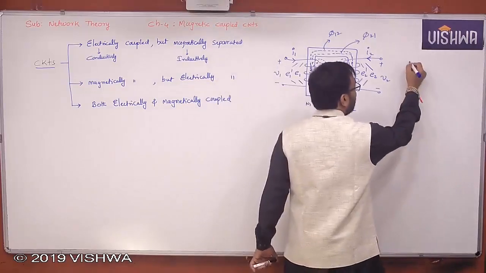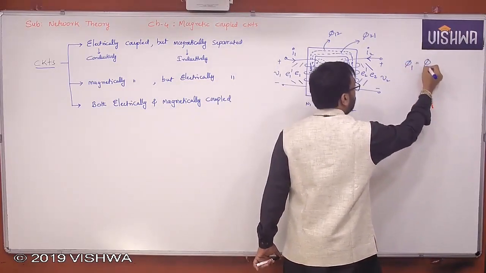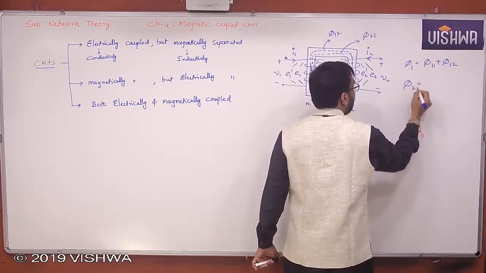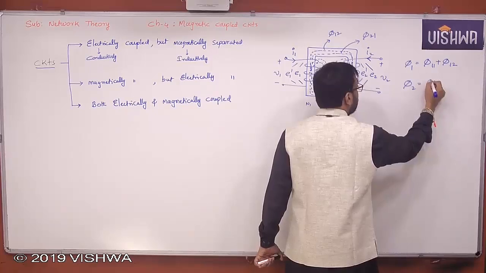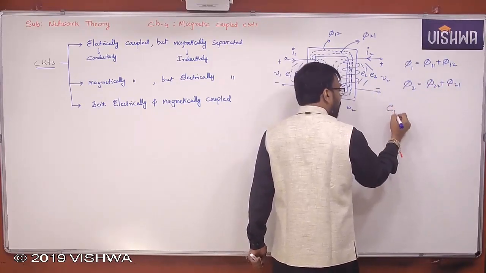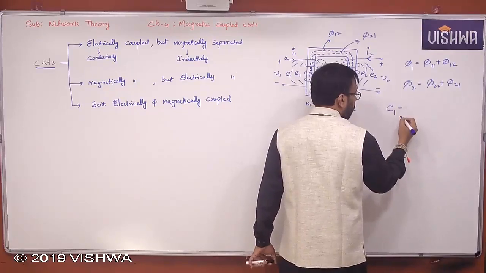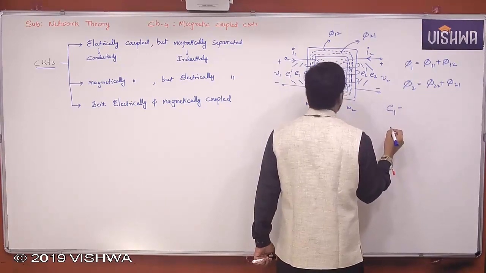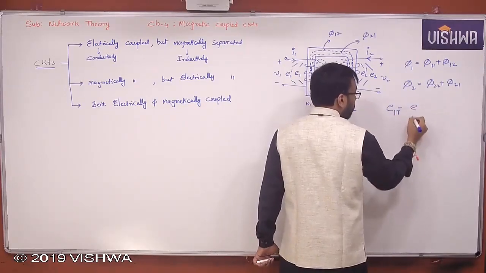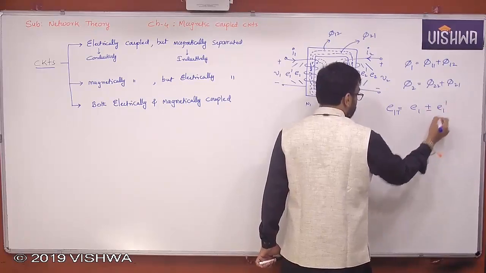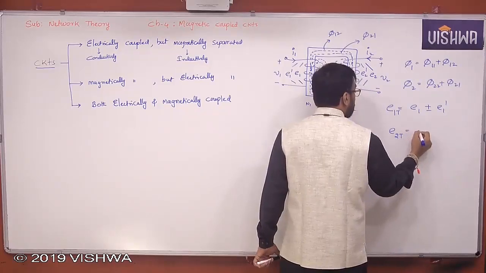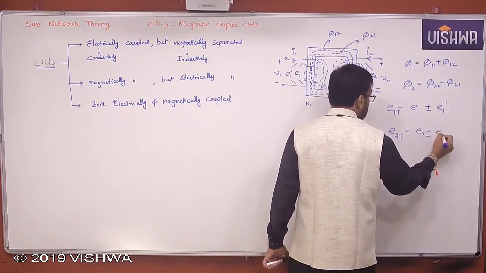The total flux linking with the primary is nothing but phi 1 plus phi 12. The total flux linking with the secondary coil is phi 2 plus phi 1. The EMF induced in the primary total, E1 total, is nothing but E1 plus or minus E1 dash. Then the EMF induced in the secondary total, E2 total, is nothing but E2 plus or minus E2 dash.